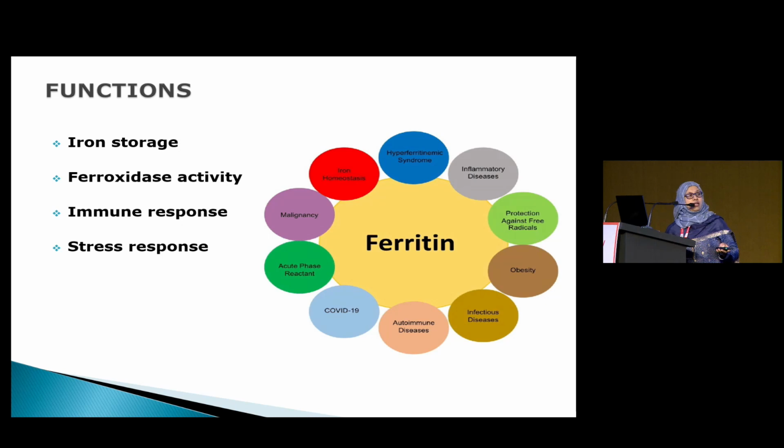Obesity also it controls. It also controls the infectious diseases, autoimmune diseases, and mainly it has become one of the COVID markers. After COVID-19 has come up, it has become a marker for inflammation. And it was also an acute phase reactant. It also protects us from malignancy.